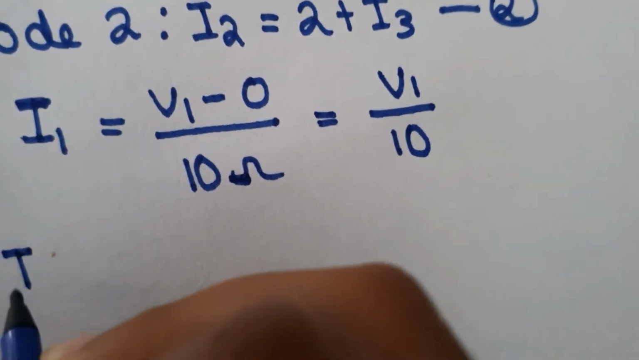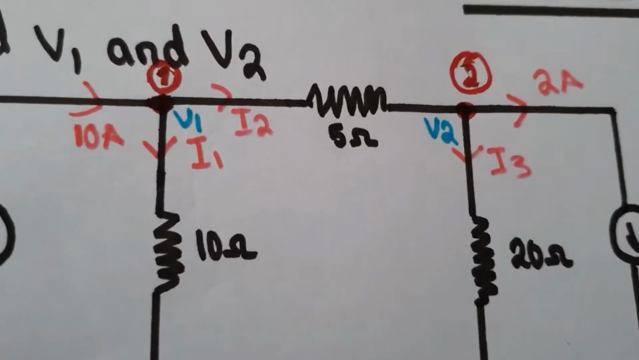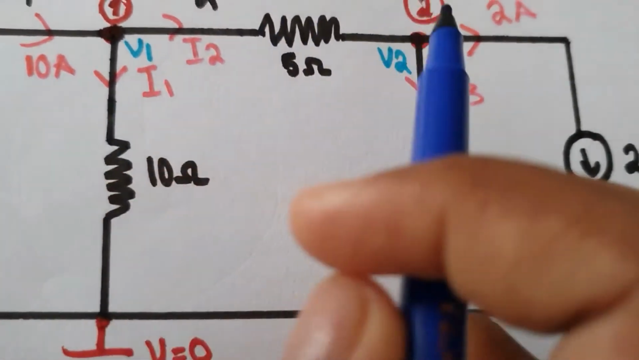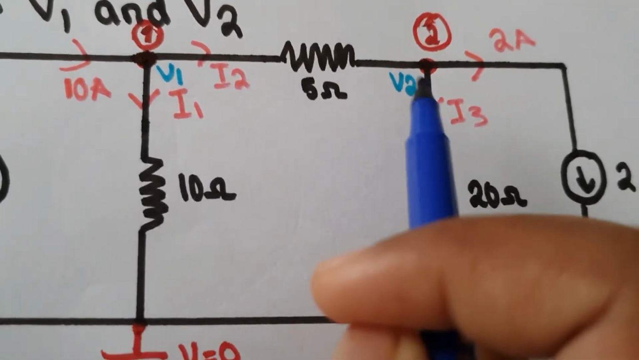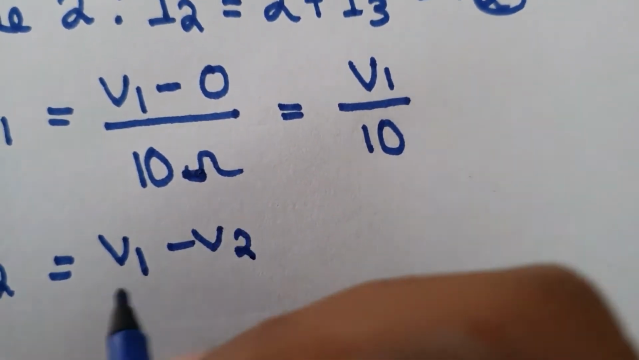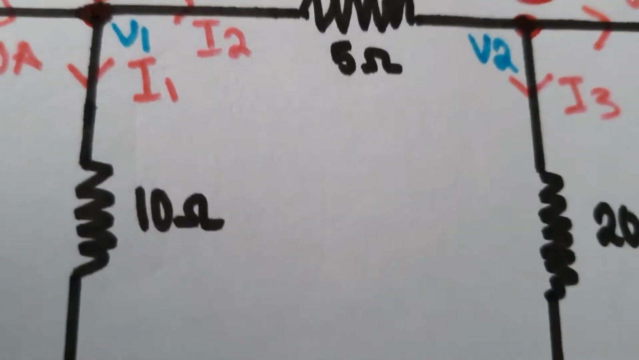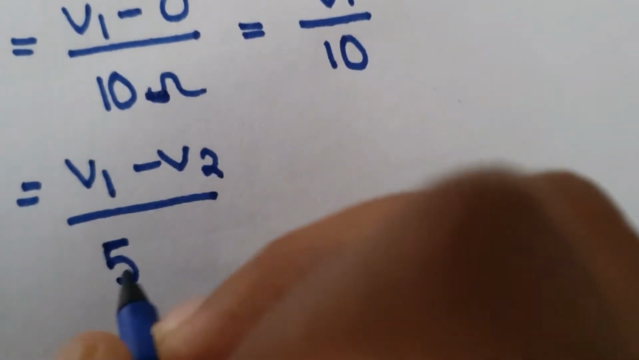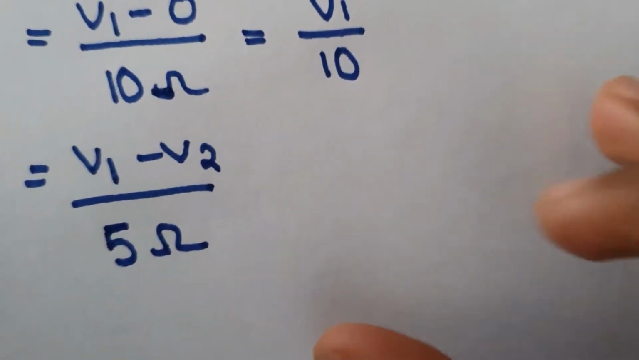Then we have to find I2. I2 is this one. It's moving from V1 to V2. So the current will be V1 minus V2 by the resistance, and the resistance there is 5 ohm. So I2 equals (V1 minus V2) by 5. We can't simplify that further.